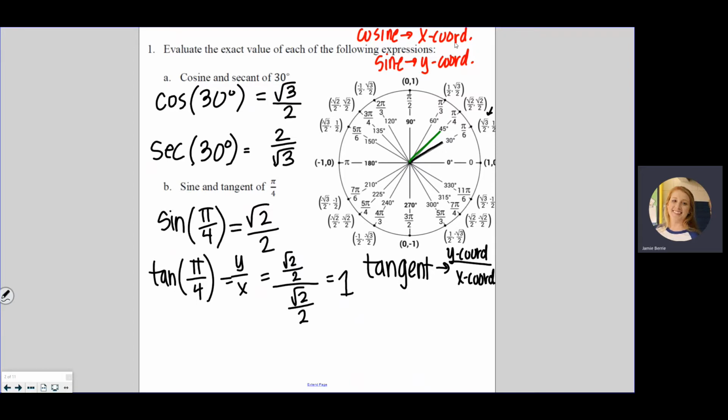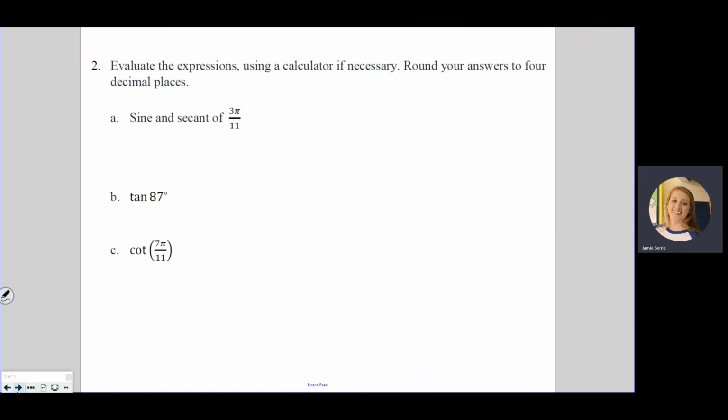All right. Let's look at number 2. It says, evaluate the expressions using a calculator if necessary. Round your answers to 4 decimal places. All right, so I'm going to grab my calculator, and we're going to plug this in. I'm going to switch over to the document camera. I'm going to plug these in.